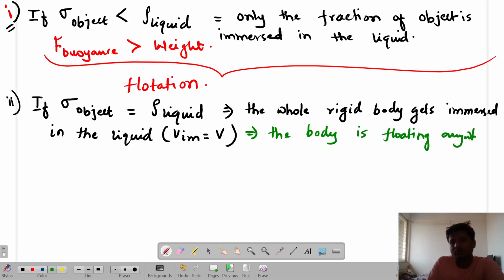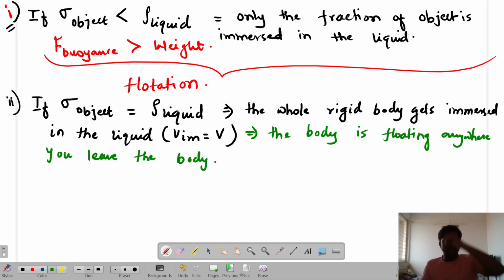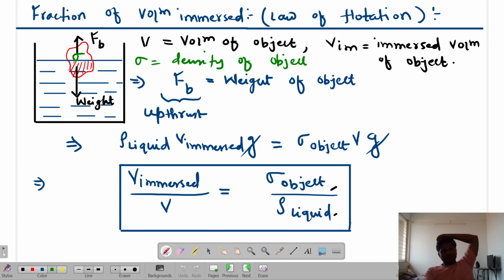Anywhere you leave the body. Are you able to get me? Means in this container, if the densities are equal, it can float on the top surface wherever you leave it. It can float here, it can even float here. Wherever you leave it, the body will float. But the condition is the same: buoyancy force must be equal to mg. Are you able to get me or not?